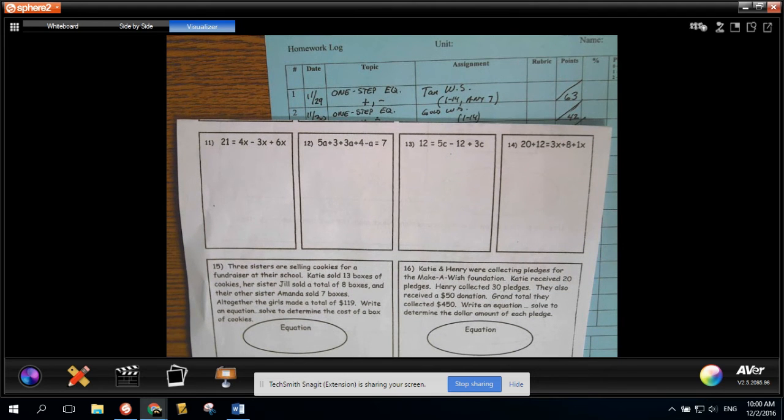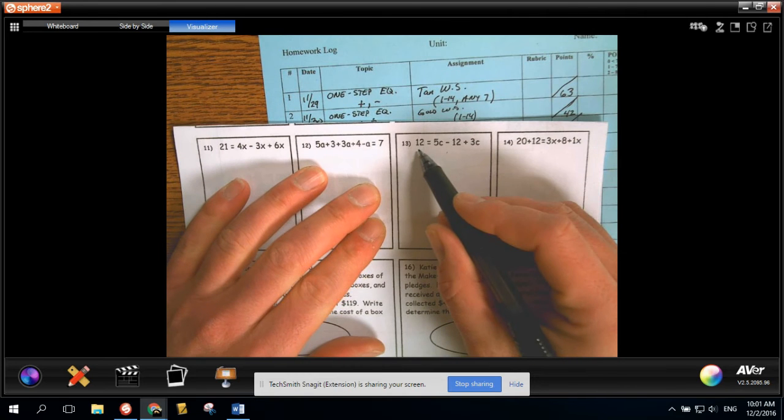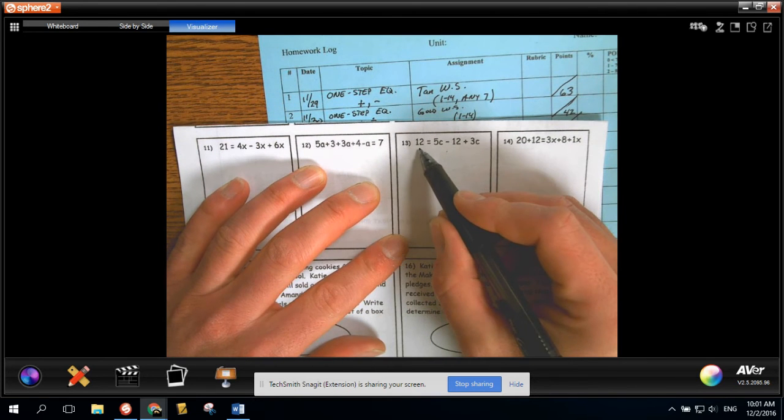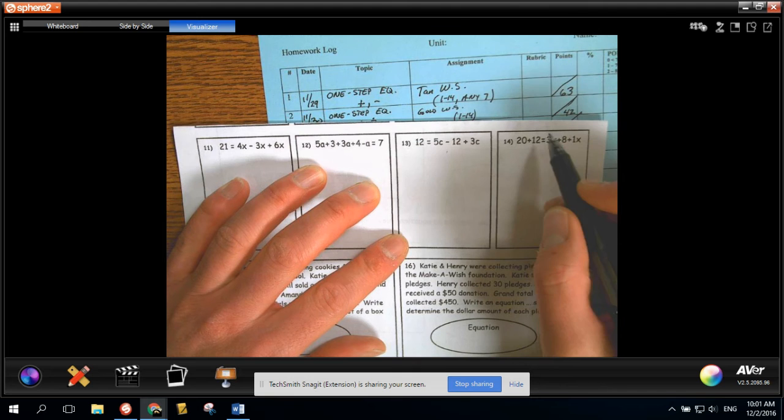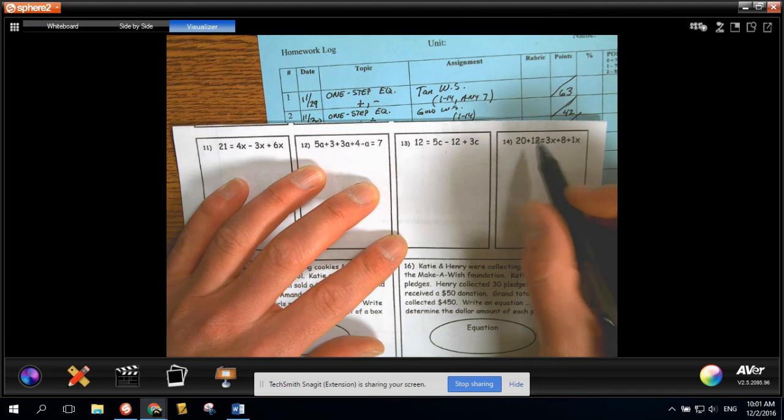All right, guys, we are going to do one example problem here that shows us how to combine like terms, when we have a couple of different terms on one side of the equal sign. The first thing we're going to do here is take a look at number 13. We've got 12 equals 5c minus 12 plus 3c.